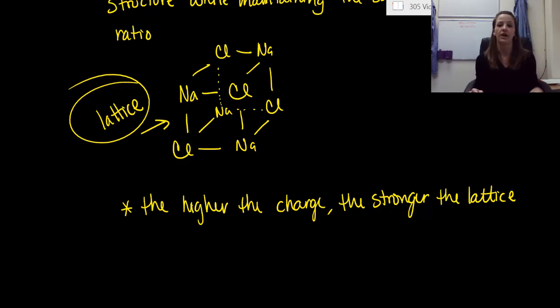So in my example here, I have a +1 and a -1, so a sodium and a chlorine. So that's a fairly low charge as far as ions are concerned, right? So it's a 1 and a 1 right here attracted to each other. So you could kind of think of it as hooking like this.